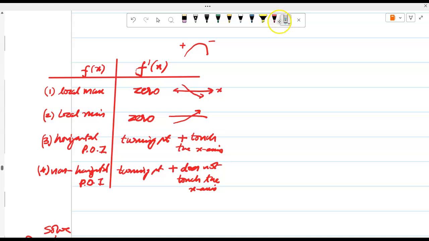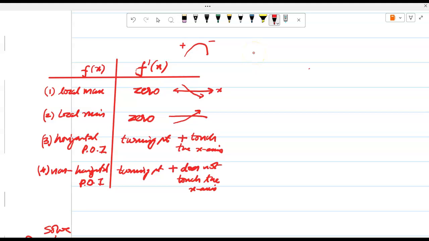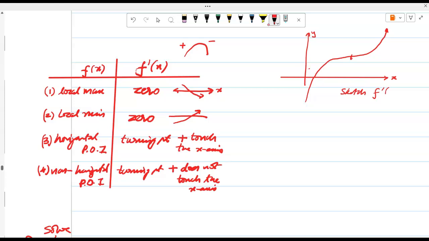Now let me give you an example for this. I'll give you one with, let's say, a cubic function. This is given to you. This is your x-axis, this is your y-axis. Now what you need to do is think in terms of the slope of the tangent. The question is to sketch f dash x, looking at the graph.